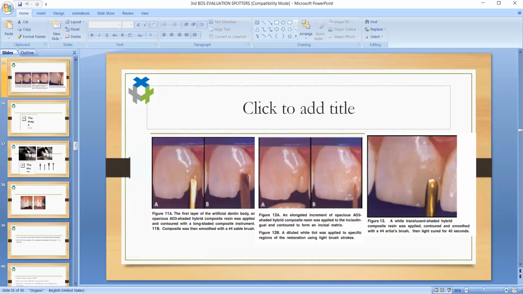Microfill contains colloidal silica filler particles. The particles are 0.04 micrometers. It gives better polishability, so it is used in restoration of anterior fillings.